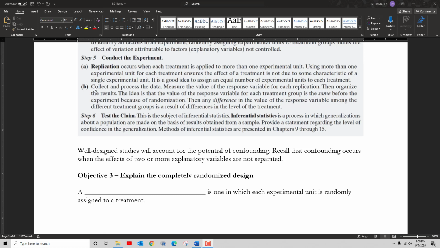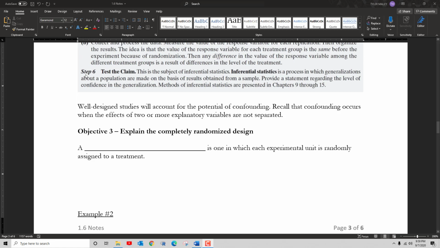And then, we want to collect and process the data. We're going to measure the value of the response variable for each replication, then organize the results. The idea is that the value of the response variable for each treatment group is the same before the experiment because of randomization. Then any difference in the value of the response variable among the different treatment groups is a result of differences in the level of treatment.